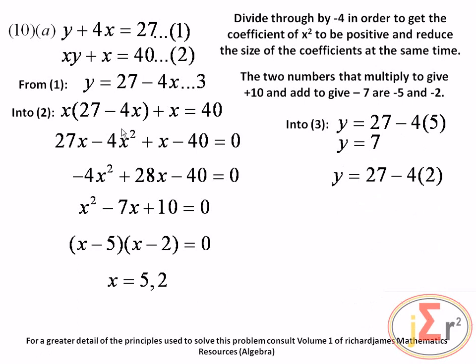And the other one, y is equal to 27 minus 4 times 2. 4 times 2 is 8. So 27 minus 8 is equal to 19. So y is equal to 19. So the value of x, that is 5, has generated the value of y, that is 7. When x is equal to 5, y is equal to 7. The value of x, 2, generated the value of y, 19. So when x is equal to 2, y is equal to 19.